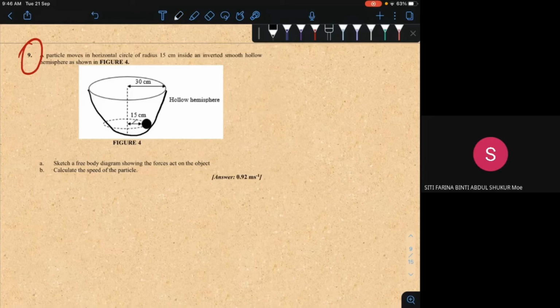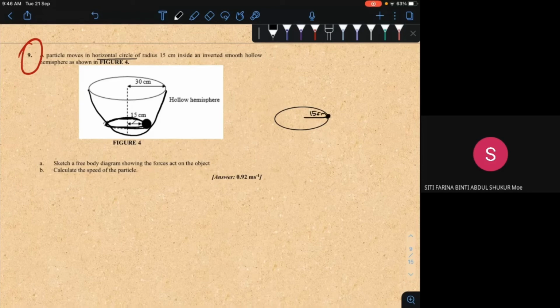So the radius of the circle, a particle moves in the horizontal circle. We are talking about horizontal circle dekat sini sebab objek kamu tengah duduk dekat sini. So this is your horizontal circle, the small one, bukan yang atas ni. Has a radius of 15 cm. This is where your object is located.